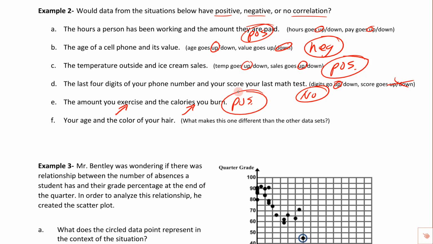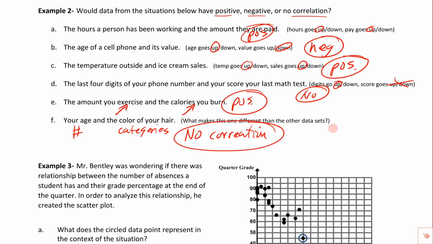Now this last one is a little bit different from the other examples. It says your age and the color of your hair. Well, here's what's different about this. Your age is a numeric variable that can go up or down. You might be really old or really young or whatever it is. The color of your hair, there's only a couple of choices. These are categories: brown hair, blonde hair, black hair, that sort of thing. These are not both numeric variables, so we can't really give a direction for this. So this is a pretty bad example. No correlation.